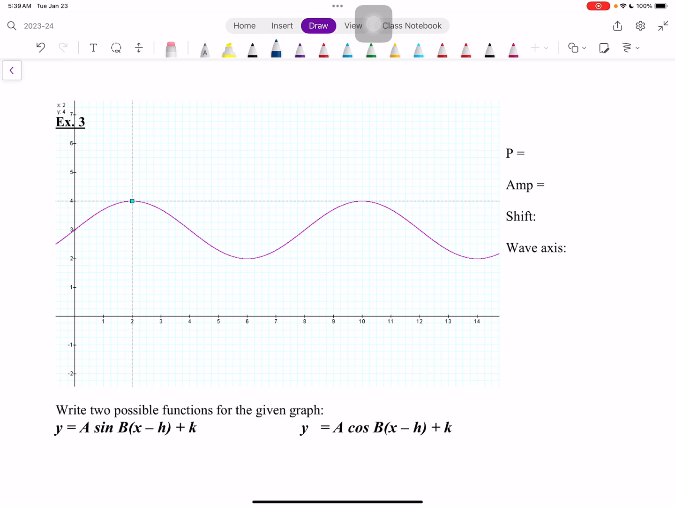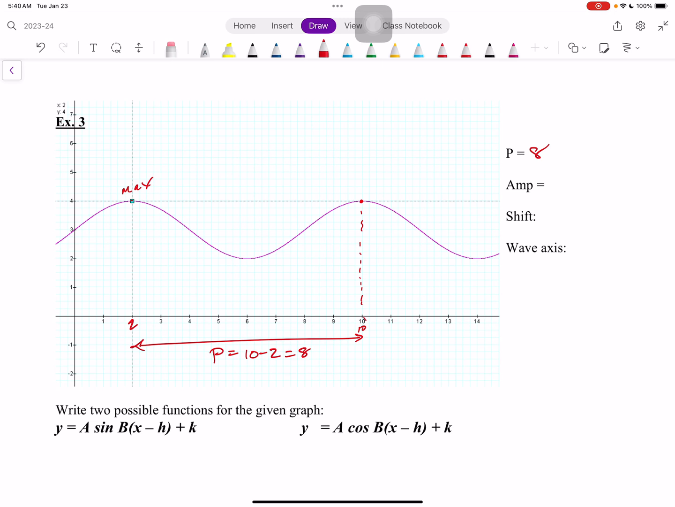All right, so the period, distance between two maximums. So you find a max here, and that's obviously at 2. And then you find another max, and that's, just look straight down here, at 10. So the distance between 2 and 10 is your period. So 10 minus 2 is 8. So my period is 8.